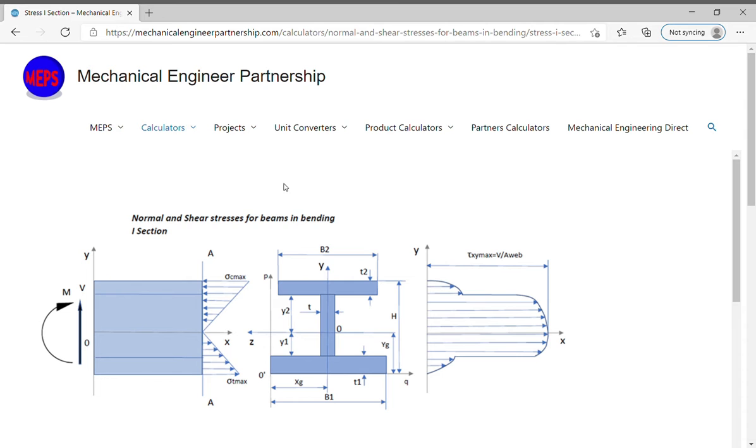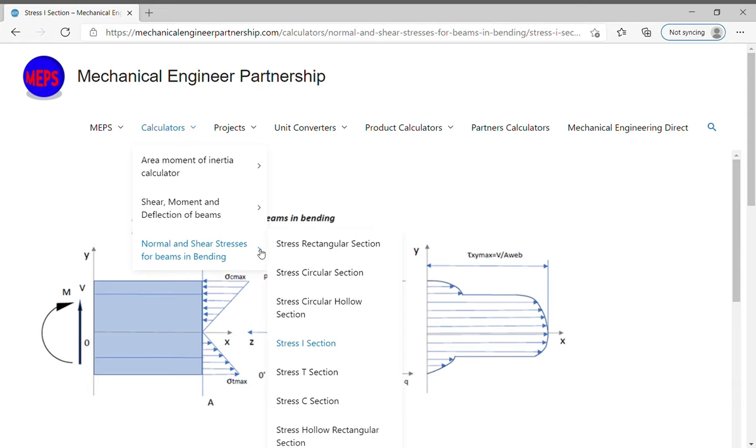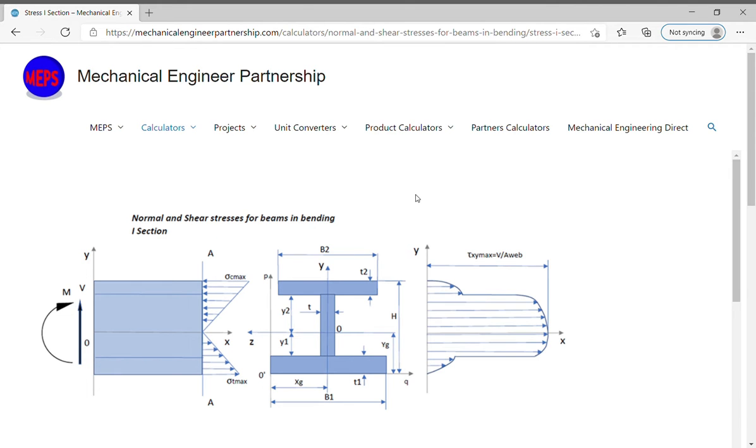On the Mechanical Engineer Partnership website, go to the page, I section in calculators, normal and shear stresses for beams in bending. The figure shows the distribution of normal and shear stresses in section AA of an I-beam in bending.